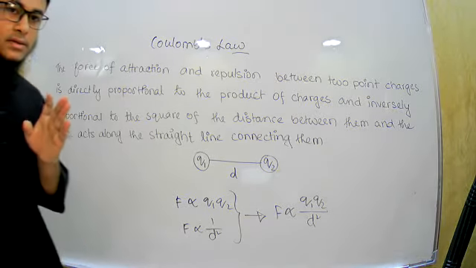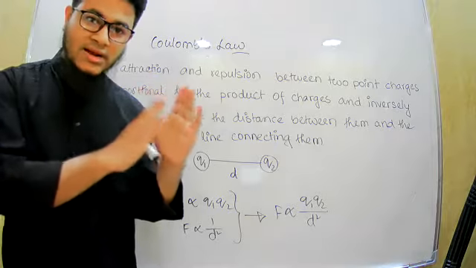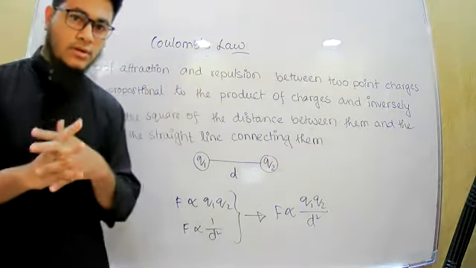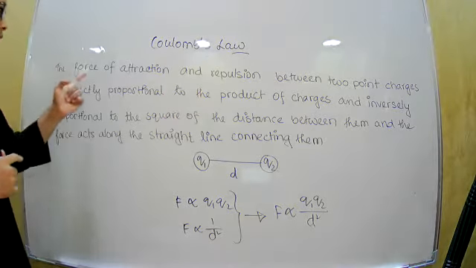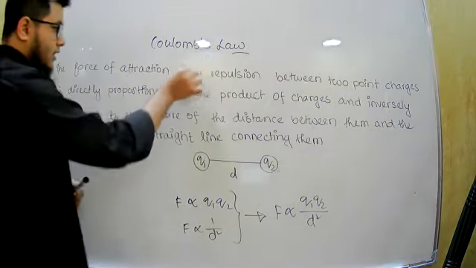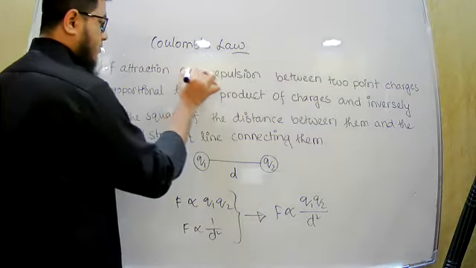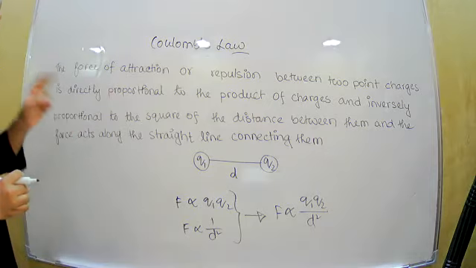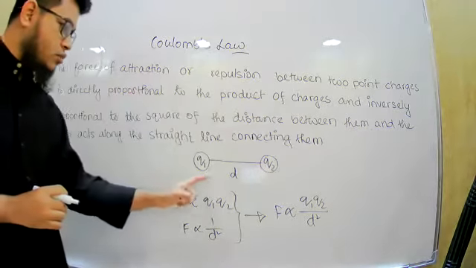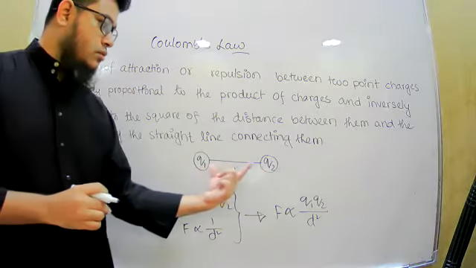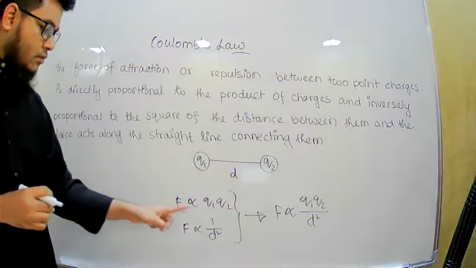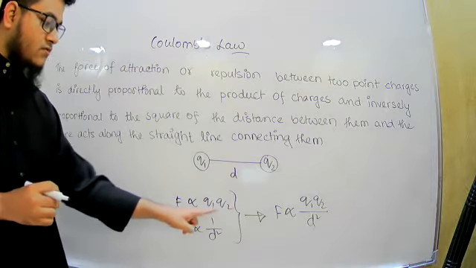So I already said that there is force between two charges, either attraction or repulsion. Based on the nature of the charges, the nature of the force will depend, okay? Now, the force of attraction and repulsion between two point charges, okay? Actually, not and, it should be or. Whether it will be attraction or repulsion between two point charges is directly proportional to the product of the charges. Now, let us say two charges are there, Q1 and Q2, they are kept at a distance D, okay? So the force between them will be directly proportional to the product of the amount of their charges.